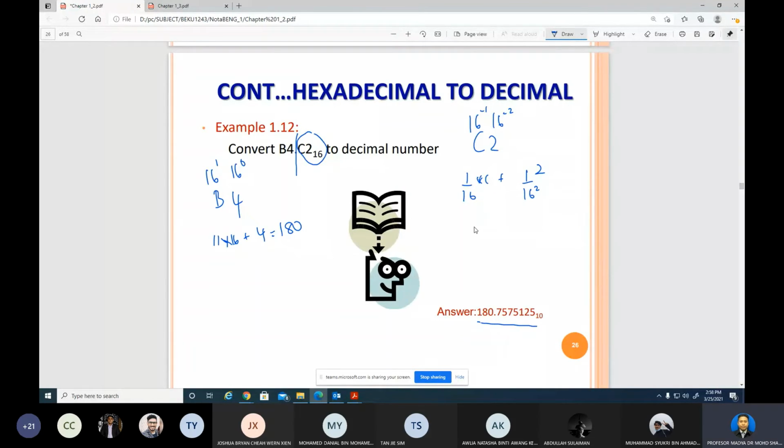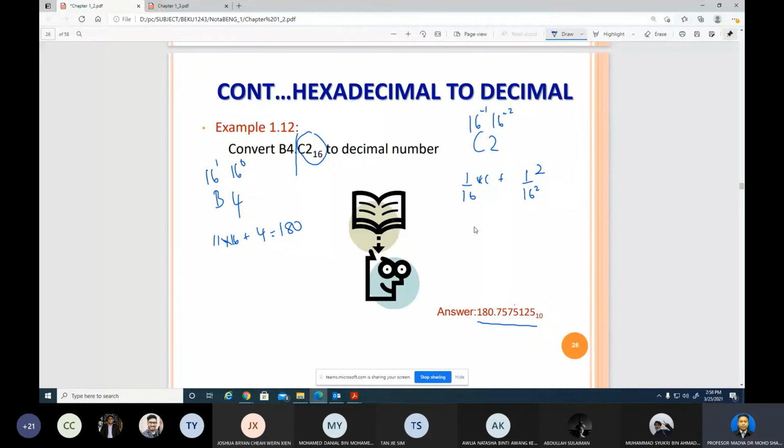Okay, this one I think we have some typo here. I think the answer here will be 8, 5 7 5 7 5 7 8 1 2 5. So this is some typo. You can double check here.